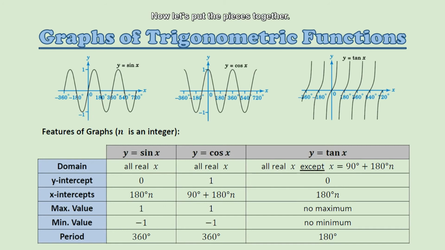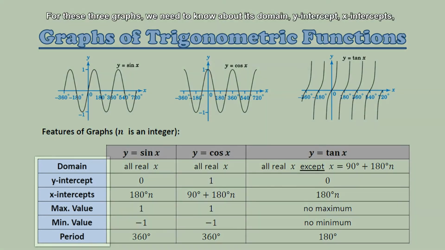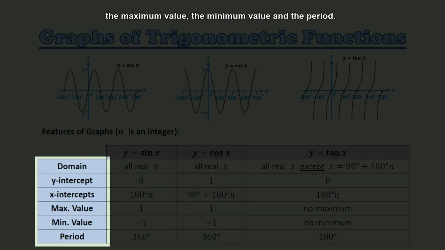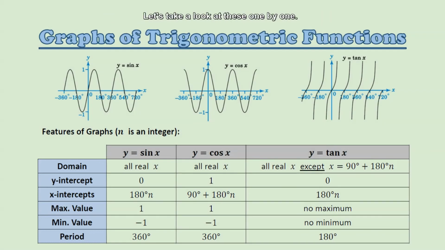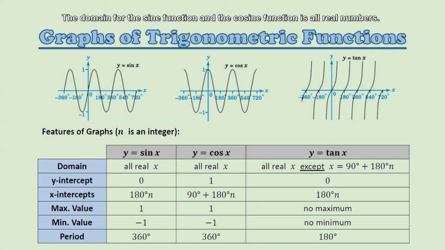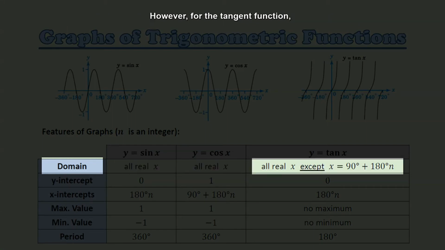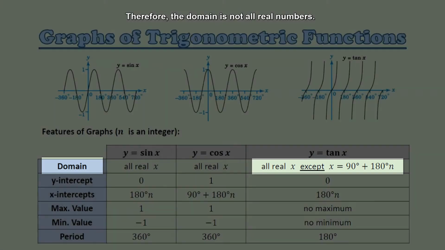Now let's put the pieces together. For these three graphs, we need to know about their domain, y-intercept, x-intercept, the maximum value, the minimum value, and the period. Let's take a look at this one by one. The domain for the sine function and the cosine function is all real numbers. However, for the tangent function, as the graph of tangent is broken and the broken points cannot be part of the domain, therefore the domain is not all real numbers.